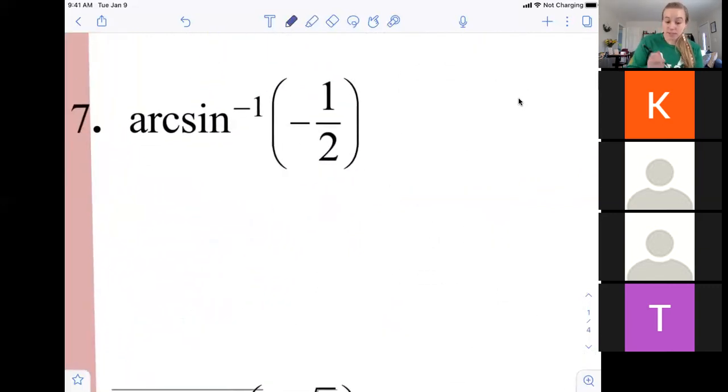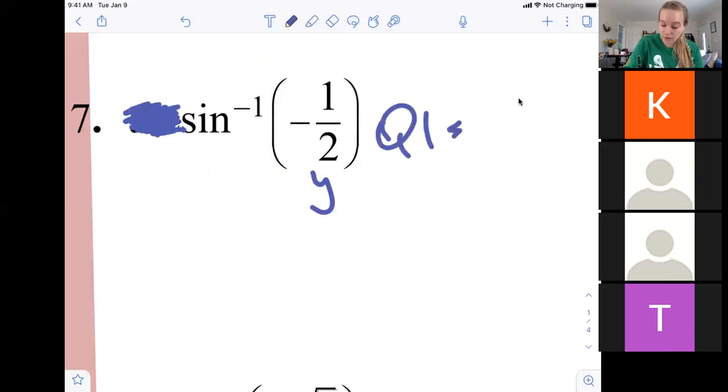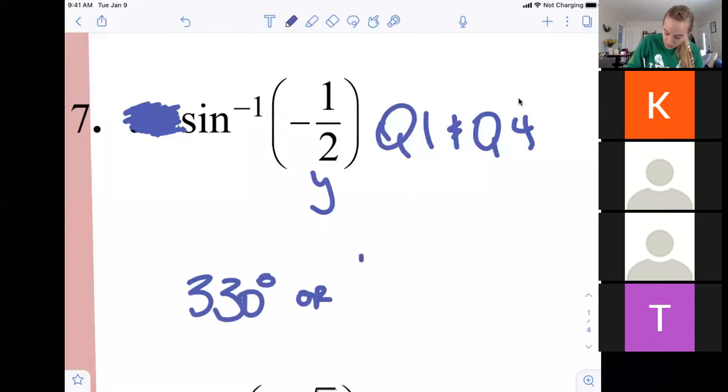The next one says arc sine, which I told you is the same thing as sine to the negative first. I also feel like that's a typo. It shouldn't have that much stuff. You can just erase the arc. Sine to the negative first, or inverse sine of negative 1/2. Again, sine is my y, and I'm looking in quadrants 1 and 4 if I'm looking for my inverse sine. Go find your negative 1/2 as your y, and I found that at 330 degrees or 11 pi over 6.